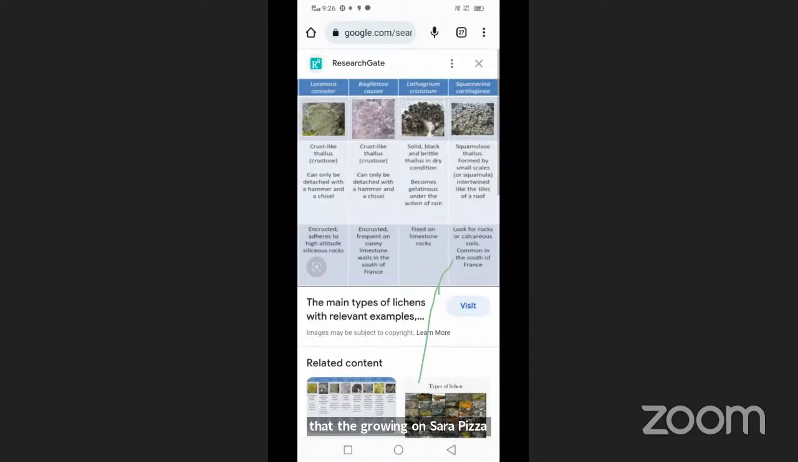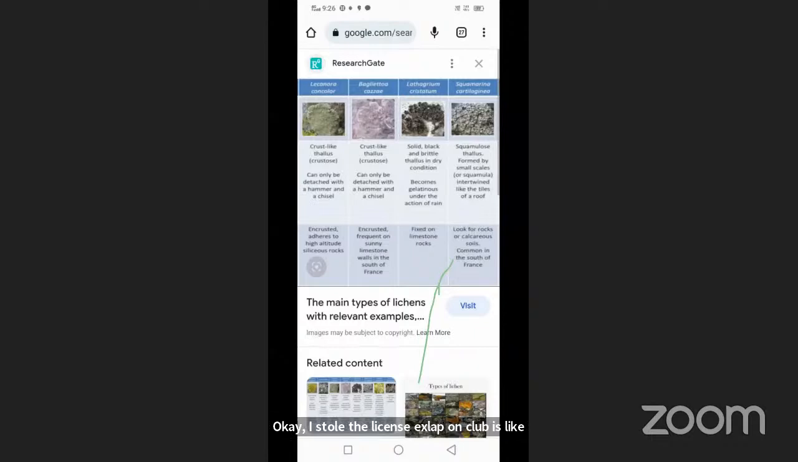Examples are Graphis, Lecanora, and Rhizocarpon. These are crustose, like a crust, meaning rocks. Mainly these grow on rocks. Okay, crustose lichens. Examples: Graphis, Lecanora, and Rhizocarpon.